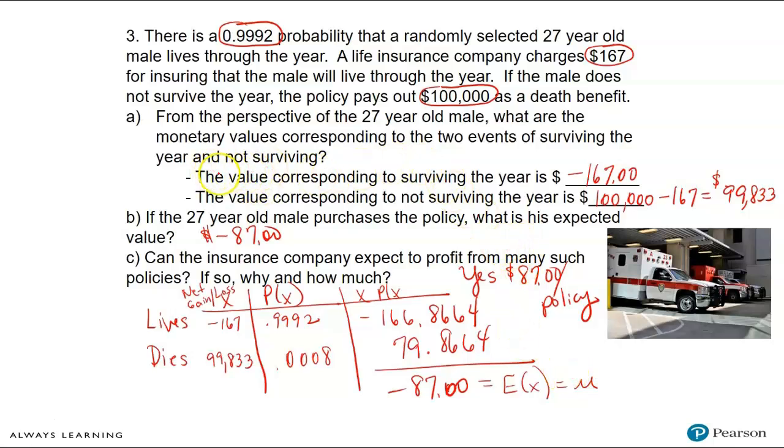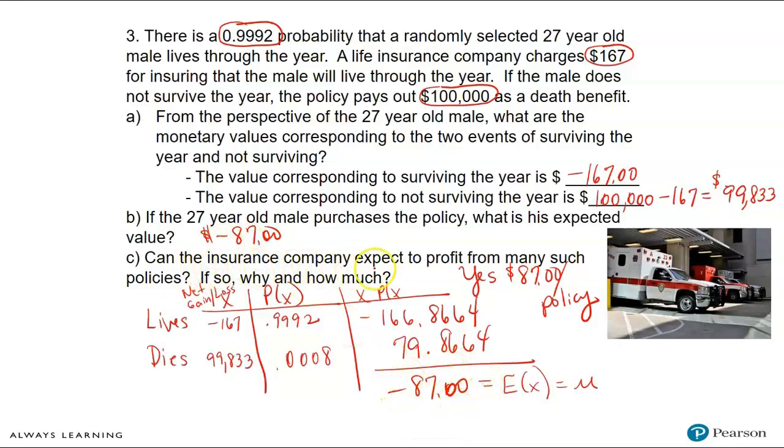So as far as answering the questions, the value corresponding to surviving the year, that's going to be this $167 that he's going to lose. The value corresponding to not surviving the year, that's going to be this value in case he were to die that he receives. So if the 27-year-old male purchases the policy, what's his expected value? That's this value that we get here.